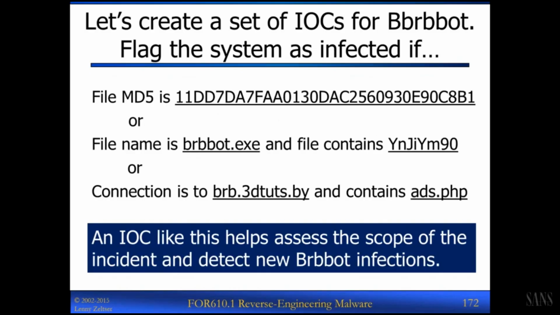Well, in that case, perhaps you could stick with a file named brbot.exe, and while we didn't get into this, the mutex is that Y and J string we saw earlier. So perhaps we could also look for that mutex and determine if we're dealing with the same sample. Or perhaps any sample that reaches out to brb.3dtuts.by and is also performing a GET request for ads.php. Maybe all of those should be considered BRBBot, right? So it's basically a construction of, essentially, a sentence of sorts with various Boolean operators in order to provide some certainty that you're looking at a similar sample.